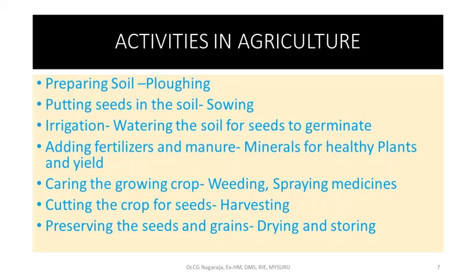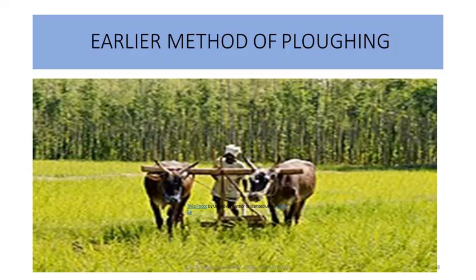Once the plant grows and the yield comes, you have to cut the plants and then remove the seeds from the plant. It's called harvesting. Then you have to dry it out, then you have to store.